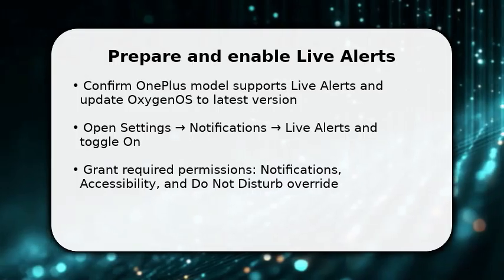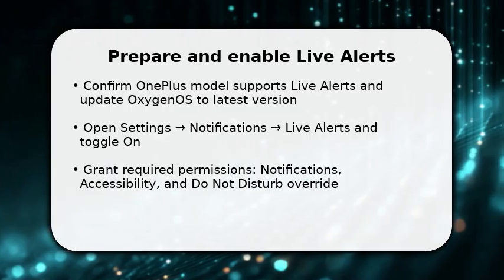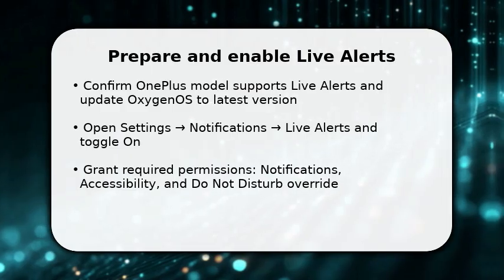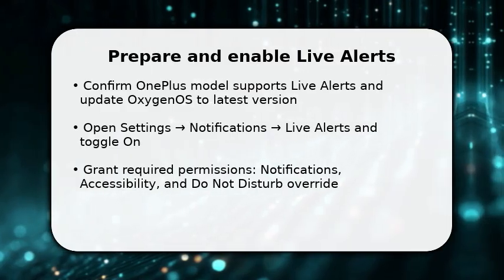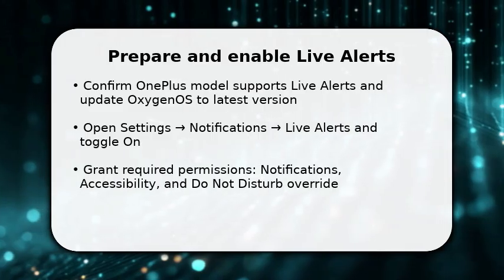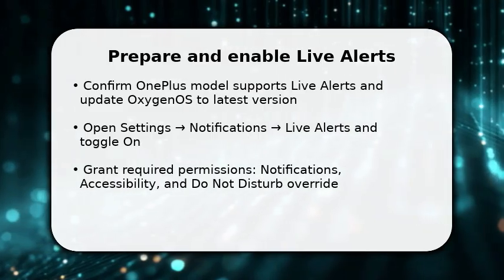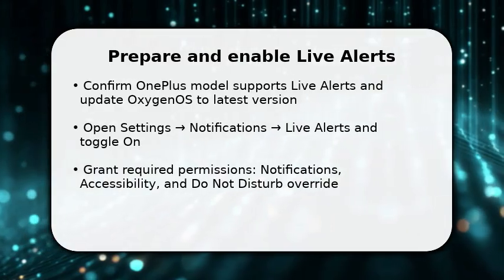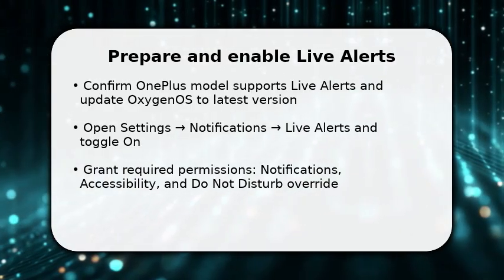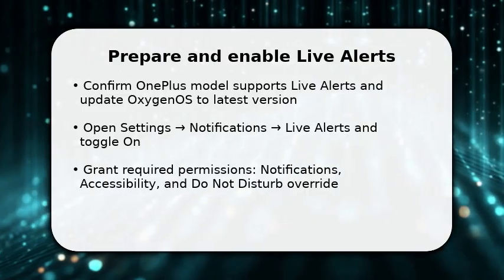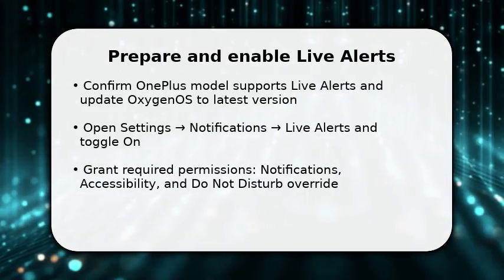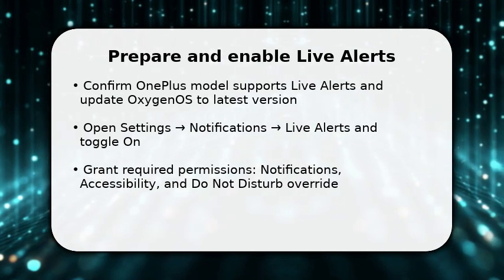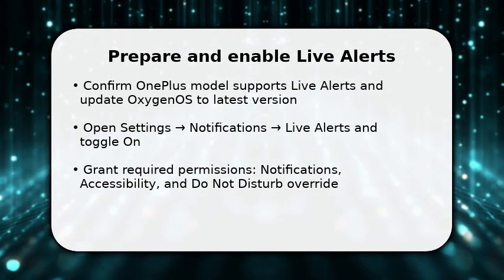You start by verifying your OnePlus supports live alerts and installing the latest OxygenOS. This ensures feature parity and fixes. Once done, open Settings, go to Notifications, then Live Alerts and flip the switch to On. Make sure to grant notifications and accessibility access when prompted, plus allow Do Not Disturb override if you want interruptions during silent hours. Doing these steps first prevents permission errors later and lets the system capture events in real time.